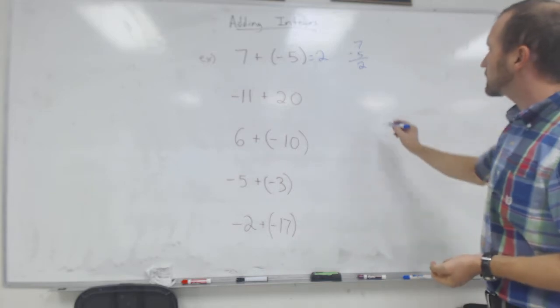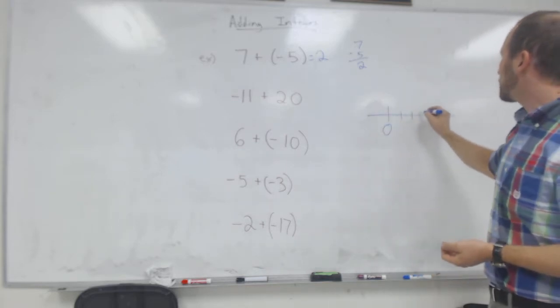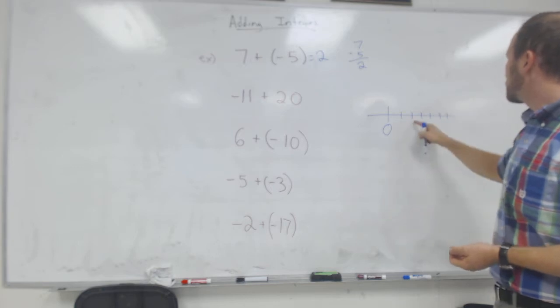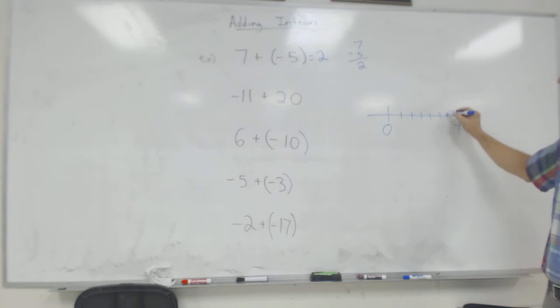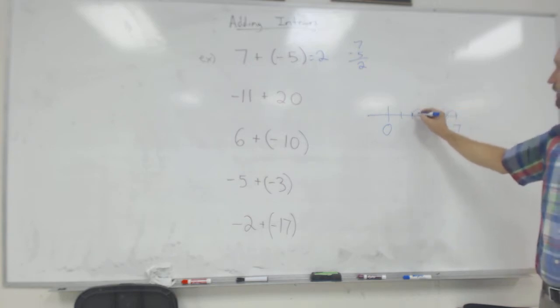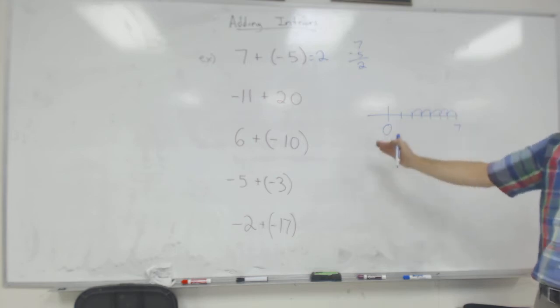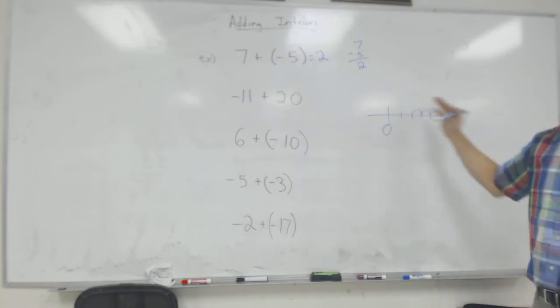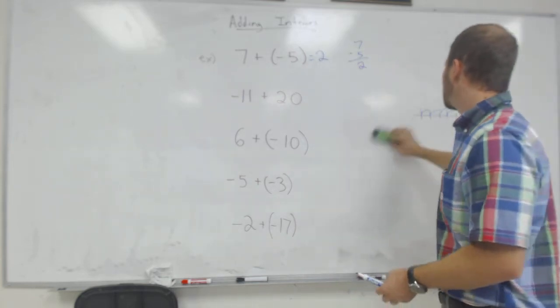Again, you could think about this on the number line. Here's 0. If we start at 7 and we subtract 5, we're still going to be above 0, because 5 is not enough to get us past 0.